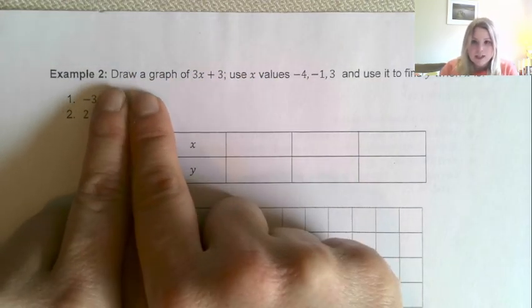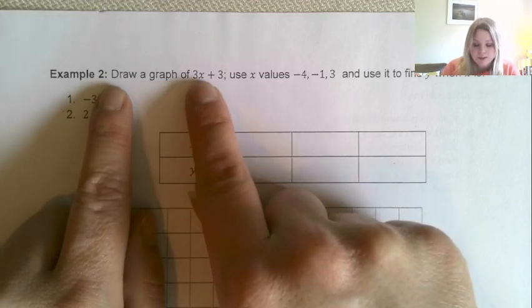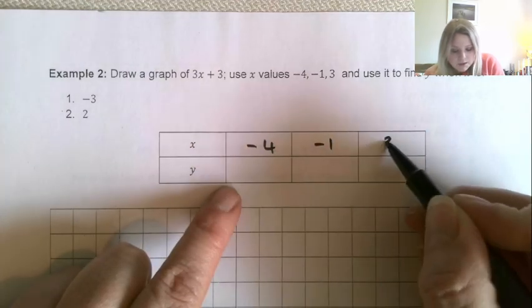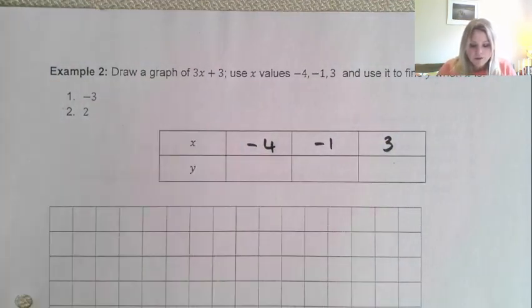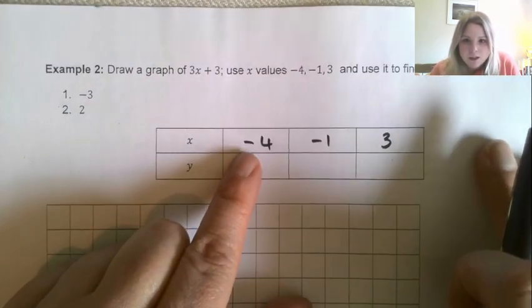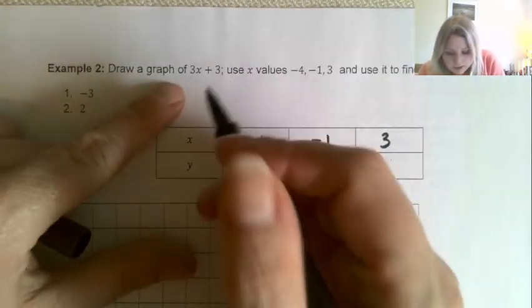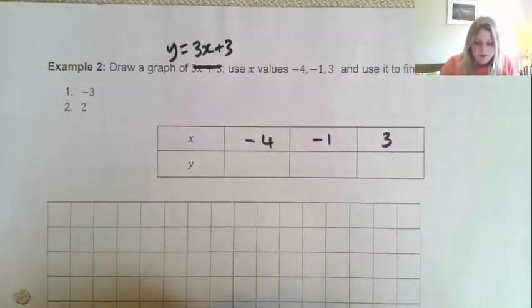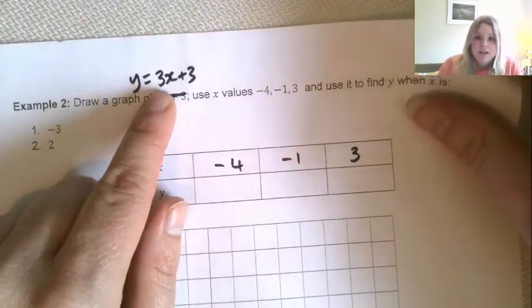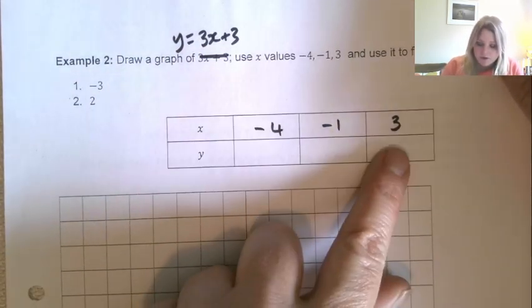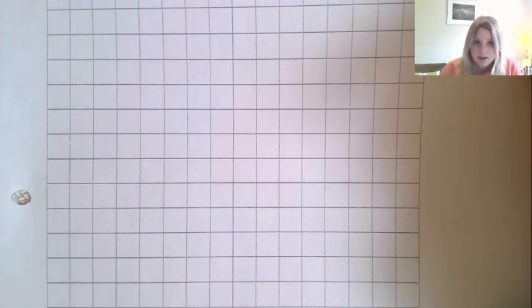So example 2 is asking you to draw a graph of 3x plus 3. It tells you to use these x values. So x is -4, x is -1 and 3. And then use it to find y when x is these things. So just to remind you what you do here, that should really be a graph of y equals 3x plus 3. Sorry, Year 10, you'll need to fix that. Okay. So you've got your equation of the line. Substitute in for your x and find the corresponding y value, and do that for all 3 of those. Figure out what scales, what axes you'll have to draw here, and then plot your points.